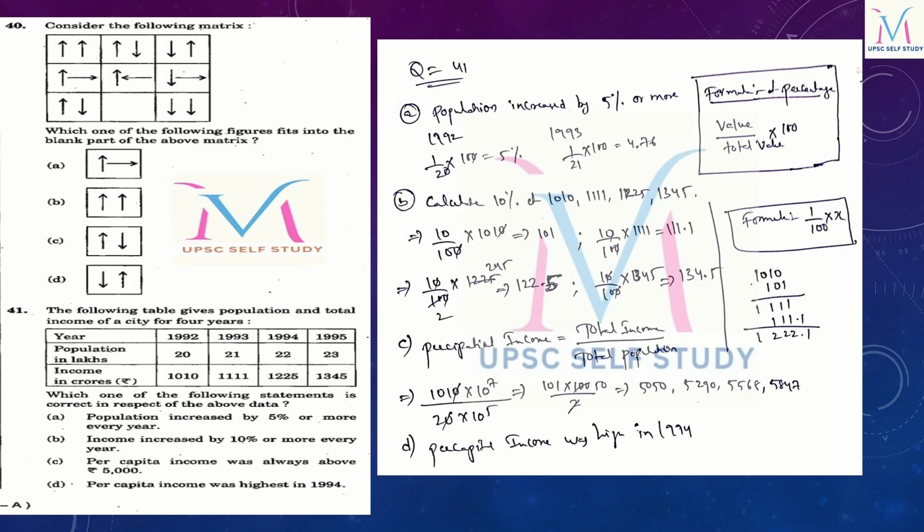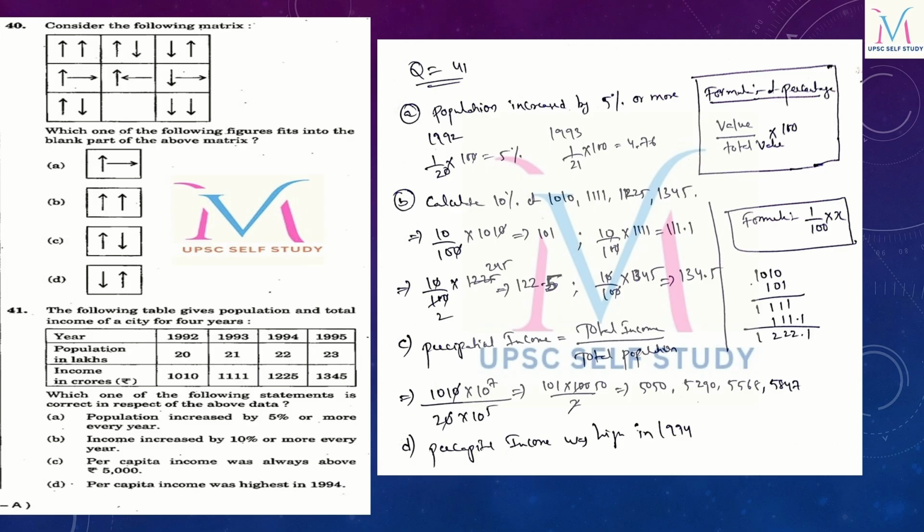Now the main thing is the statement that is given. Come back to the question: income increased by 10% or more every year. So now we have to add these 10% amounts to the incomes in order to find out whether they increased by 10% or not. Now look at the solution box under the formula. First, 1010, the 10% amount is 101. If you add this we get 1111.